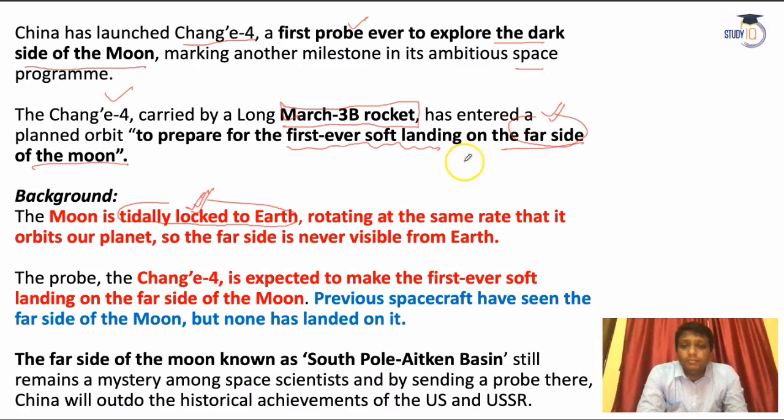The Chang'e 4 is expected to make the first ever soft landing on the far side of the Moon. Earlier many countries sent missions, but they only saw images and pictures and tried to find out about the far side of the Moon. Here the plan is to land on the far side, known as the South Pole-Aitken Basin. In that way, guys, China will show its own supremacy in space. Nobody has landed their spacecraft on that place, but China has planned to. In that way China will show supremacy over the US and USSR.